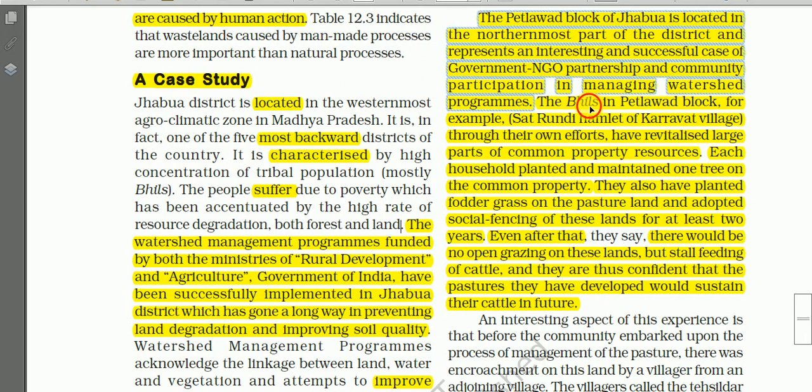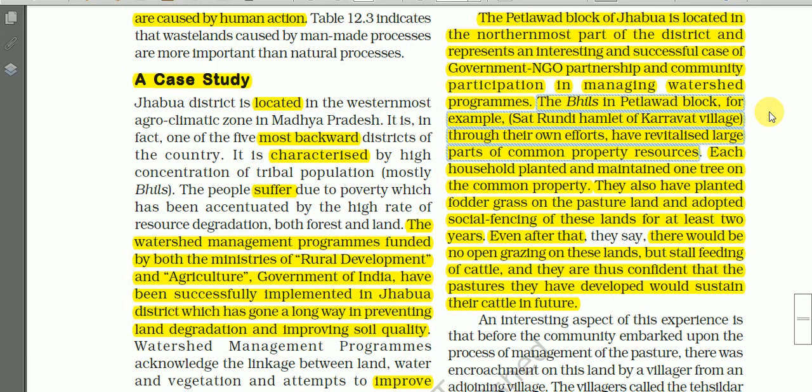The villagers here are the tribes. The tribes in Pet-Lawat block, for example, the Sat Rundi hamlet of Karawat village, through their own effort have revitalized a large part of common property resources, CPRs. These Bhil tribes, inhabiting Pet-Lawat block, through their efforts revitalized large parts of common property resources.